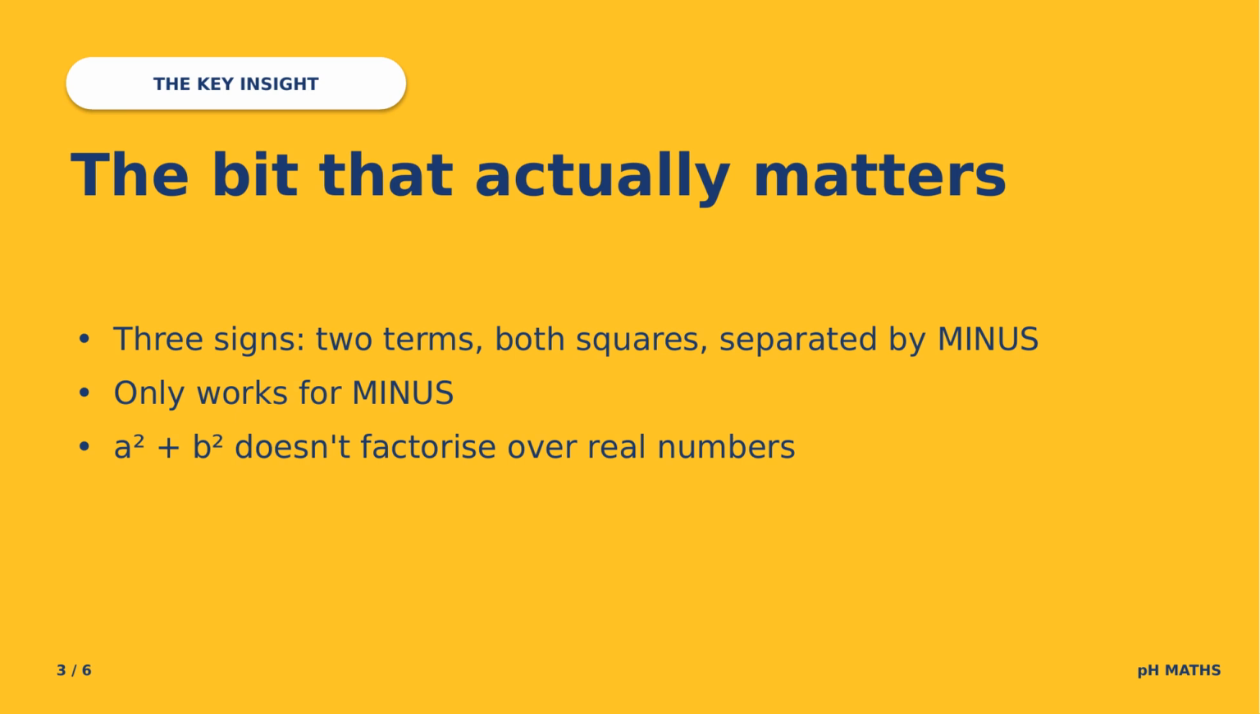Key insight: three signals tell you it's the difference of two squares. Two terms only, both perfect squares, and they're separated by a minus. All three must be true. It only works for minus, never for a plus. And both terms must be perfect squares: x squared, 4x squared, 25, but not 3x squared or 7.